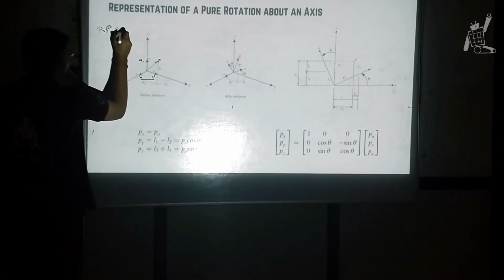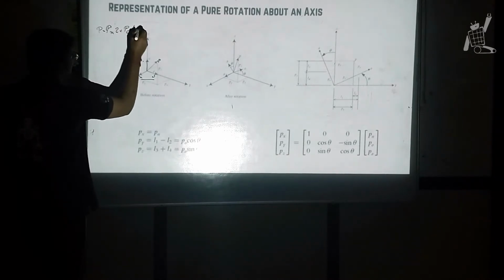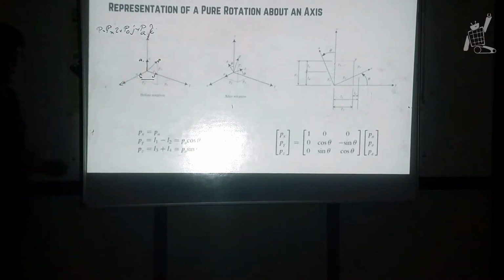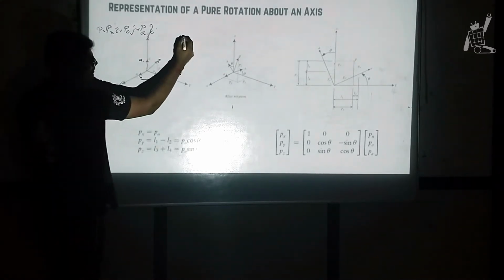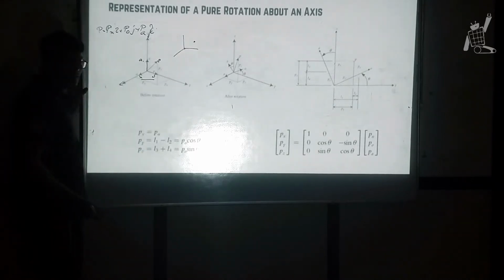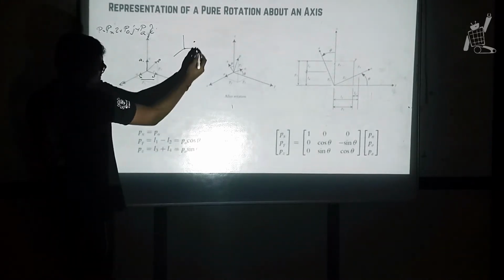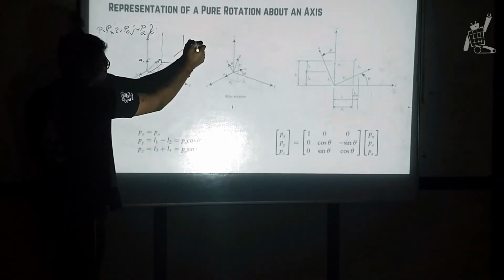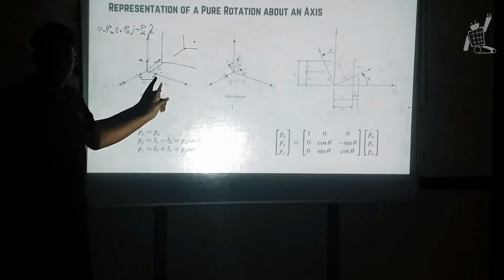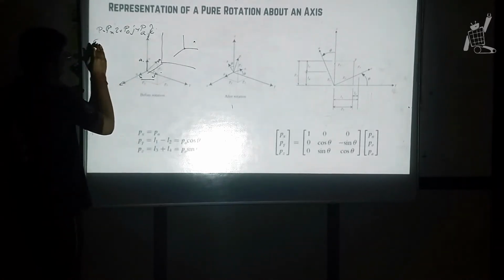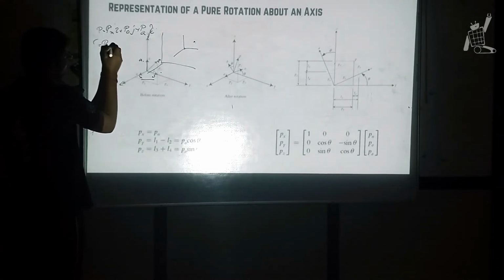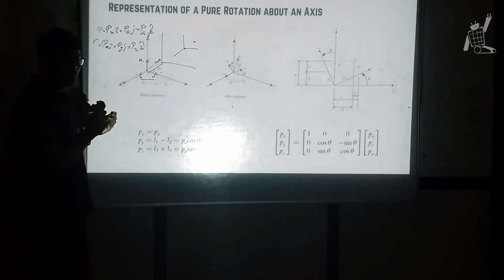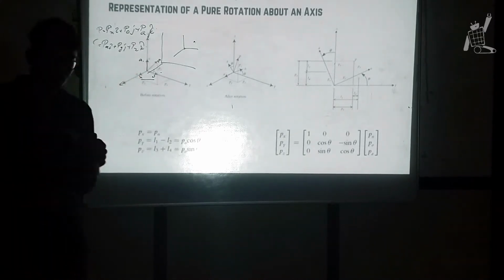Pn i cap plus Po j cap plus Pa k cap. With respect to the smaller frame, I have a point and I can mention it in its own frame, right? If I have a bigger frame also, I can mention the same point with respect to the bigger frame. So in terms of the bigger frame, it will be Px i cap plus Py j cap plus Pz k cap. The difference is representing the same point with respect to different frames.